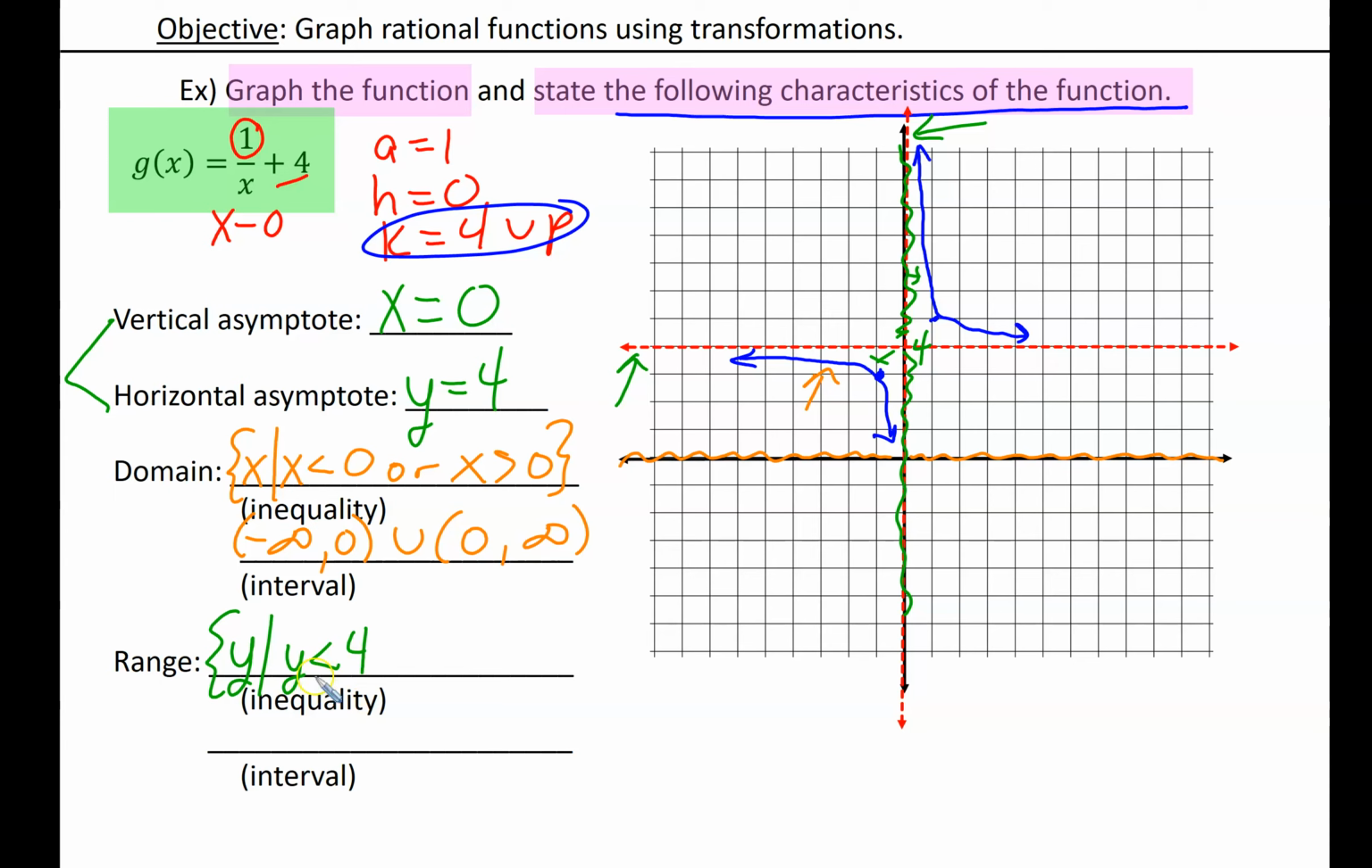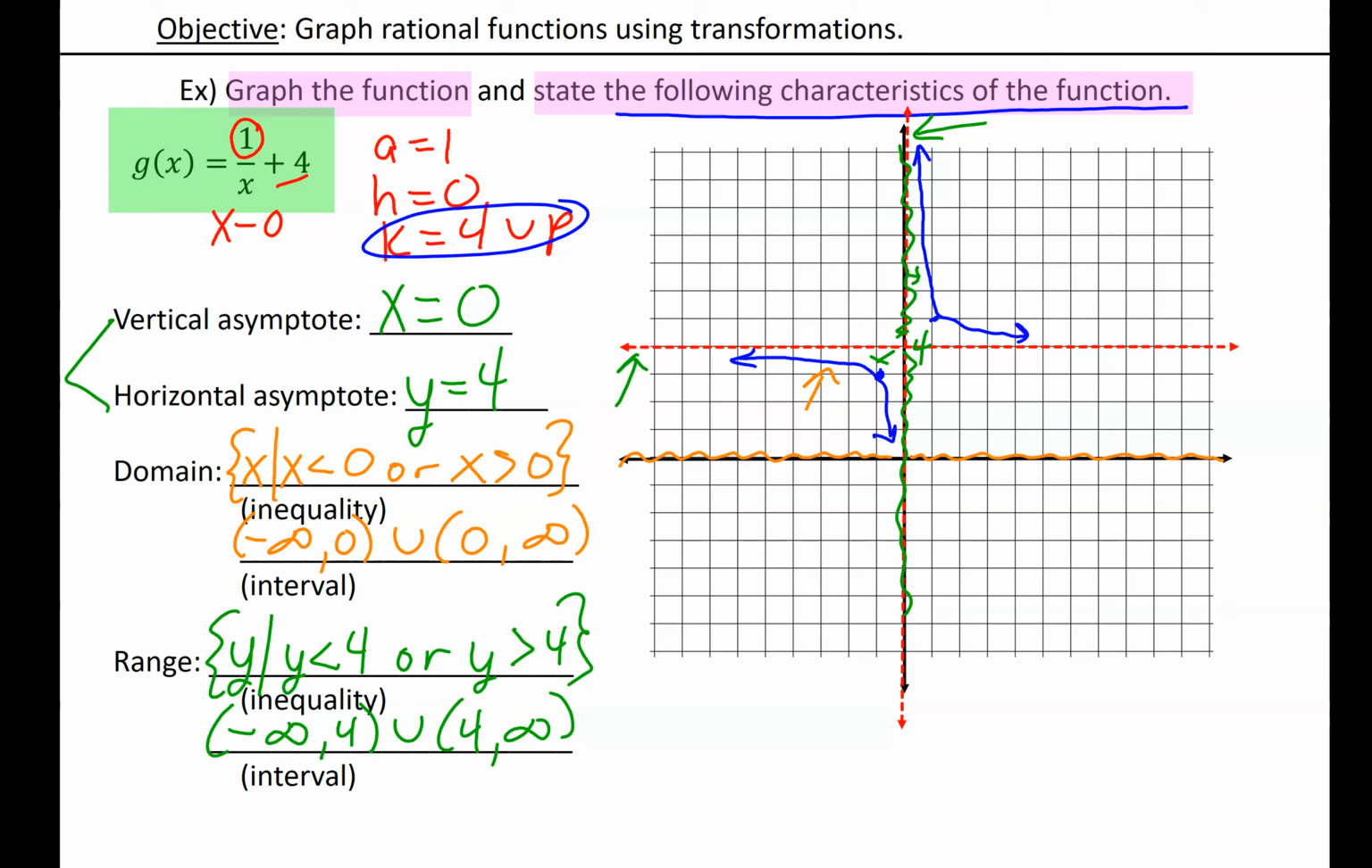Always start with your less than portion. Like an interval starts from least to greatest, we do the same thing with inequalities, least to greatest. So numbers less than 4 are smaller than numbers greater than 4, or y is greater than 4. And then our interval is from negative infinity to 4 in union with from 4 to infinity. All right, so that completes that particular problem. Let's take a look at another example.